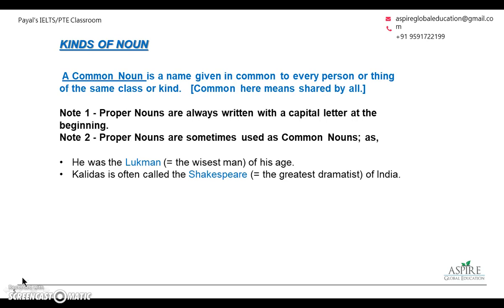Similarly, when you say Kalidas is often called the Shakespeare of India, we all know Shakespeare was one of the greatest dramatists and authors. So probably when I'm comparing Kalidas with Shakespeare, I'm talking about his expertise and skill set, which is as good as Shakespeare's. So here, in these two sentences, I am using a proper noun as a common noun because there is a comparison between the person with whom you are comparing and your subject.